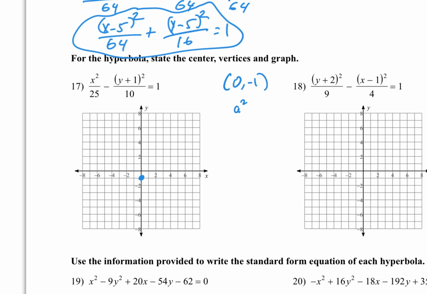A squared is 25. So A is plus or minus 5. It's underneath the x value. So that means we go left 5 and right 5, and we just put dots. Yuck. B squared is 10, so B is equal to plus or minus the square root of 10, which is a little over 3. So we're going to go up just a little over 3 and down just a little over 3.